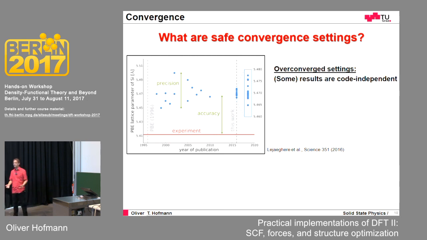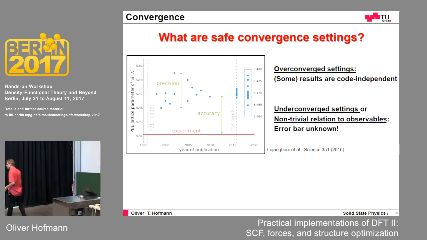And nowadays, we have much more control over our approximations. We can, as I had just said, invoke much stricter convergence criteria. And if you actually go to over-converged convergence settings, the results are mostly code independent. You see that there is still some spread, but the spread is actually very, very small, and the precision of the code is now, I would say, extremely good.